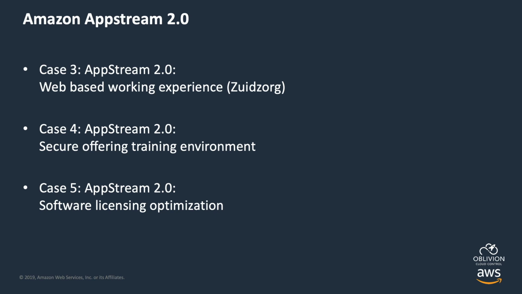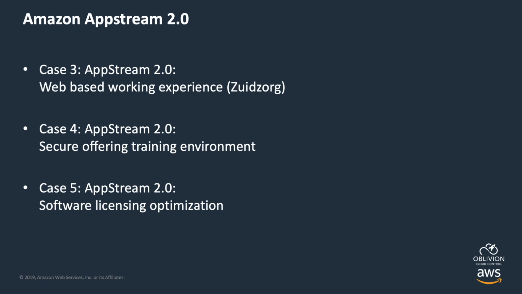Next, we have another 3 examples around Amazon AppStream. One is quite interesting with Zuidzorg, which is a care provider, and in the healthcare industry, cloud is still not that advanced, and this company moved there already a few years ago, so they're very, very advanced, especially in their sector.